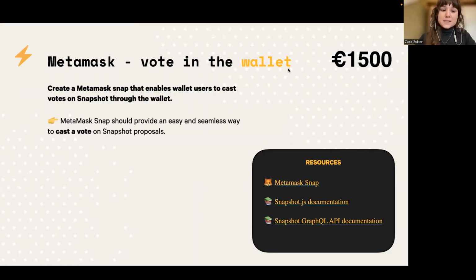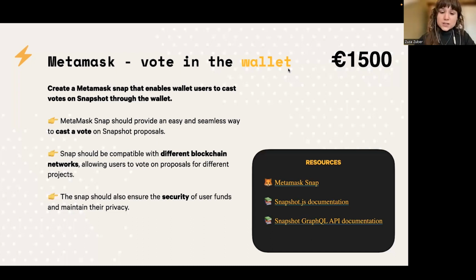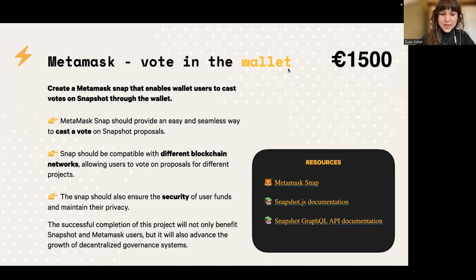And the MetaMask snap should provide an easy and seamless way to cast a vote on Snapshot proposals without too many complicated user journeys. It should be compatible with different blockchain networks, which is also the case on Snapshot, as we are working with many different networks depending on the space. And lastly, it should also ensure the security of user funds and make sure that their privacy is maintained.